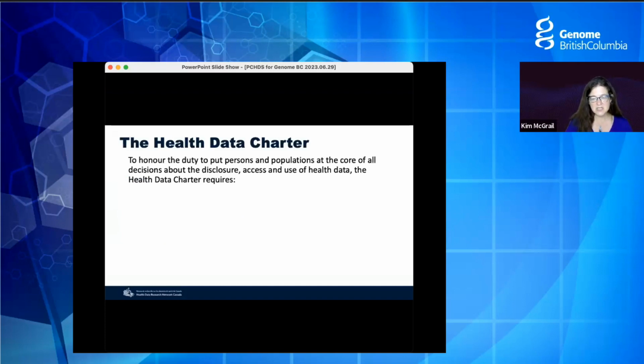For the rest of the recommendations, I'm actually going to run through the Health Data Charter. There are 10 recommendations in the third report, but they really fundamentally align with what we put in the charter. And so I want to actually go through that so you see what the charter is all about.